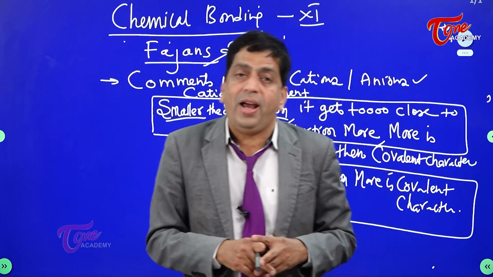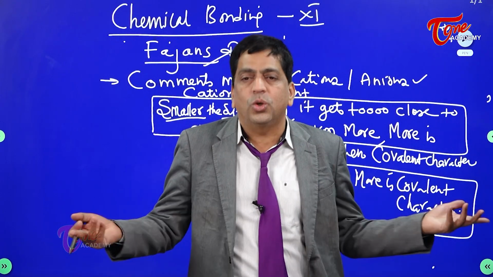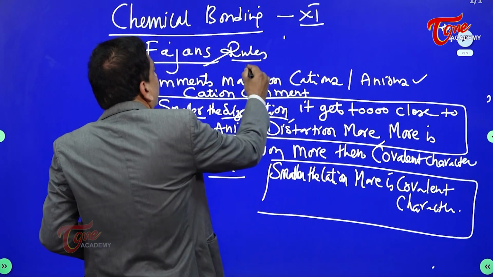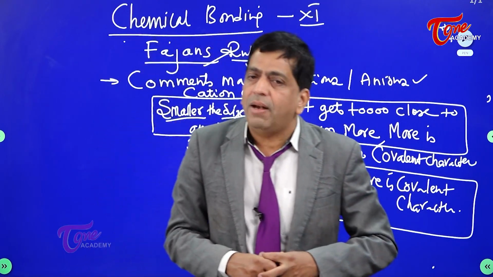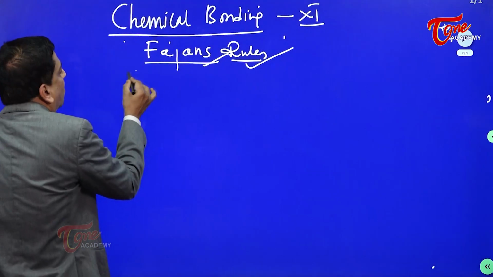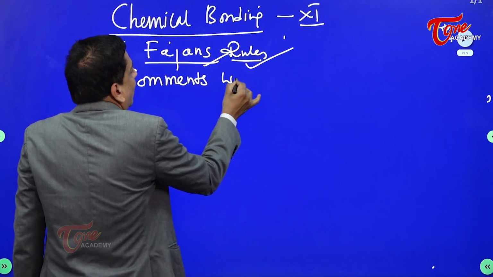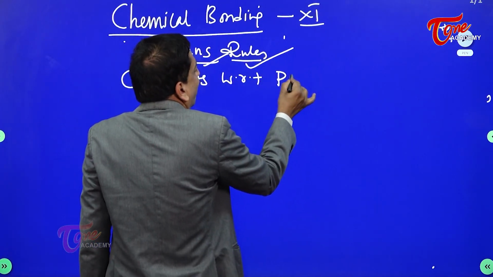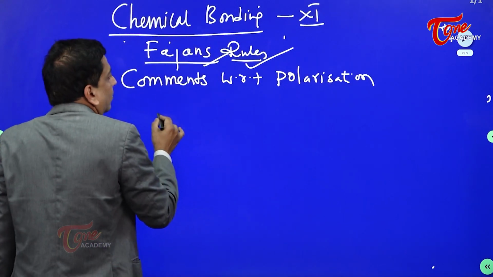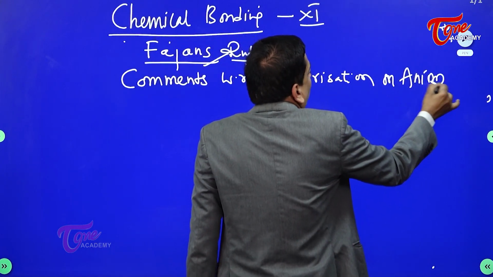Because some people are shy, some people are not, some people stay like this, no shying. Who are those fellows? Let us comment. And these comments are nothing but Fajan's rules. So shall we comment on an anion? Yes, of course. We will see that. Look into this. Some comments with respect to polarization on anions.